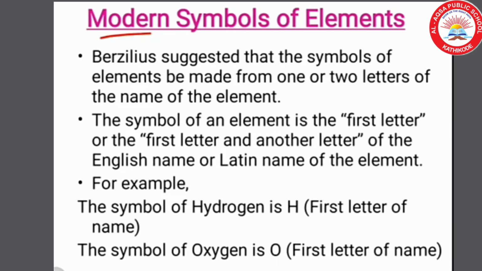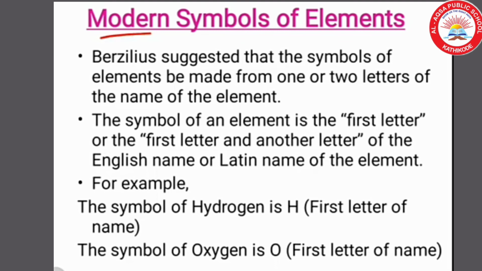Let us discuss modern symbols of elements. Berzelius suggested that the symbols of elements be made from one or two letters of the name of the element. The symbol of an element is the first letter, or the first letter and another letter, of the English name or Latin name of the element. Let us discuss the examples.